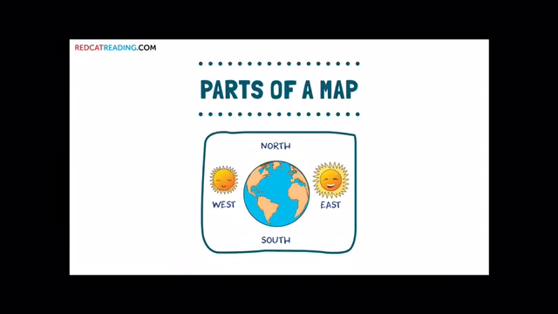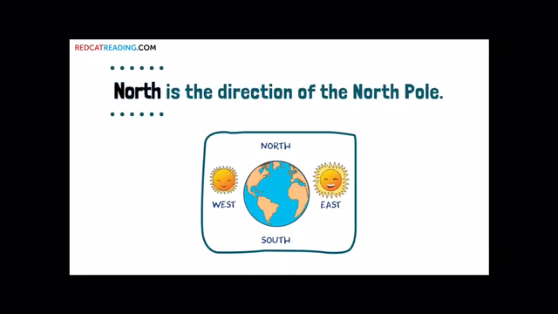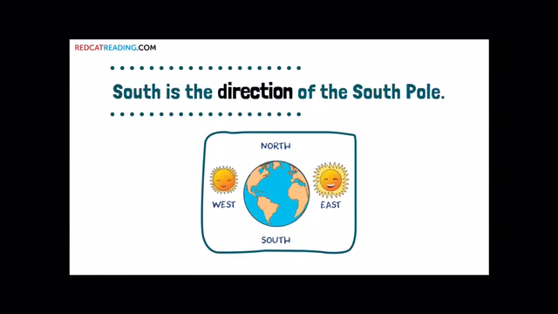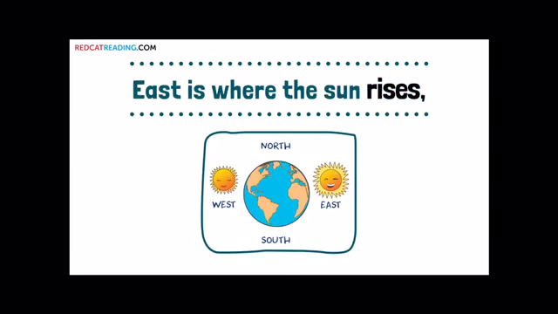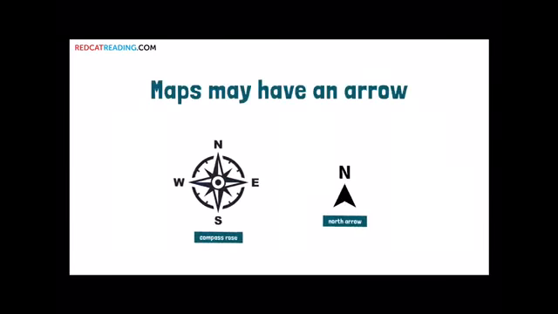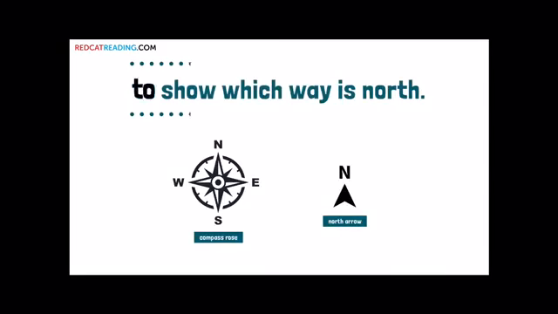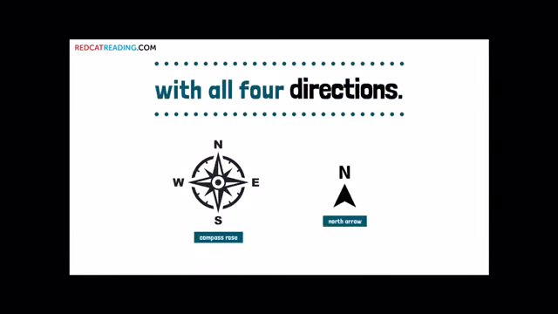Parts of a map. To use a map, first learn the 4 directions. North is the direction of the North Pole. South is the direction of the South Pole. East is where the sun rises, and west is where the sun sets. Maps may have an arrow and the letter N to show which way is north. They may instead have a compass rose with all 4 directions.